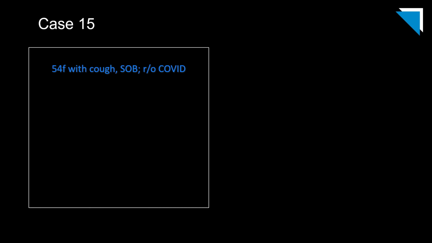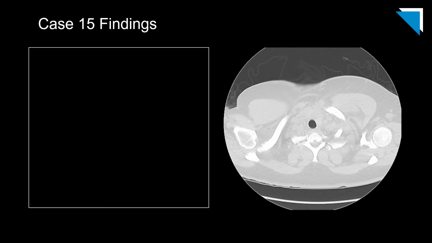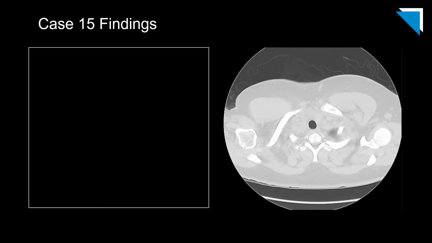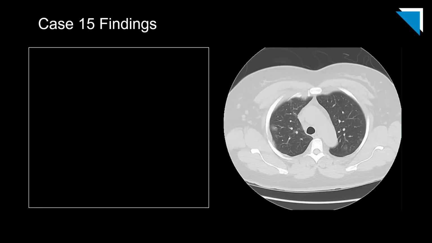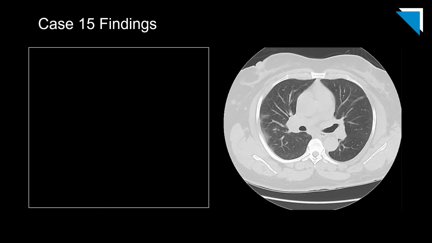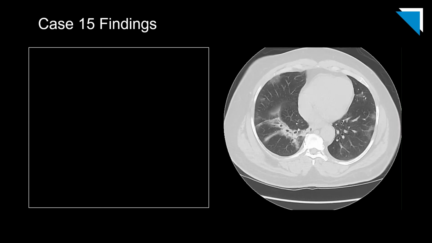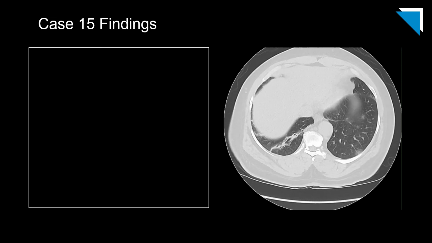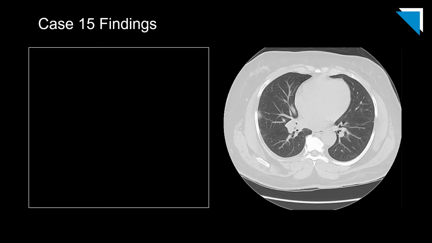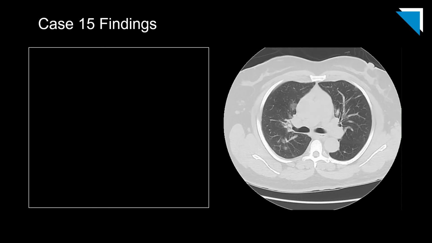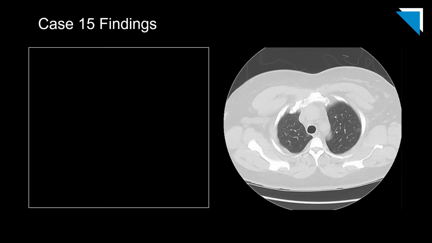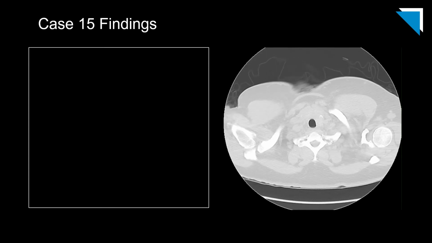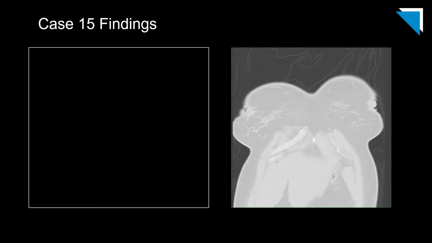Let's now look at a 54-year-old woman with cough, shortness of breath, rule out COVID. To our knowledge, in this case, we don't have a patient with a positive test, but clearly the referring clinician is concerned. Let's scroll through the images together. Here are the coronal images from the same patient.